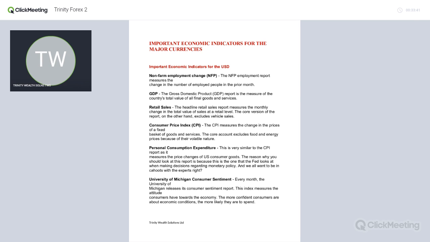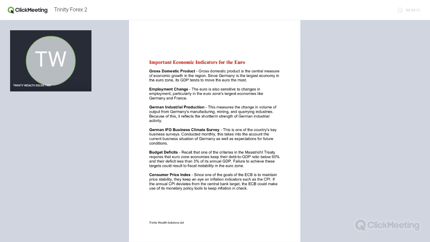CPI is also a very key report across all the 8 major currencies. It means a lot, because that is one of the key reports central bankers use to make their decisions on monetary policy, whether to tighten or to loosen it. Then we have personal consumption expenditure, then University of Michigan consumer sentiment. Consumer sentiment will mean a lot, and it can also make some movements.